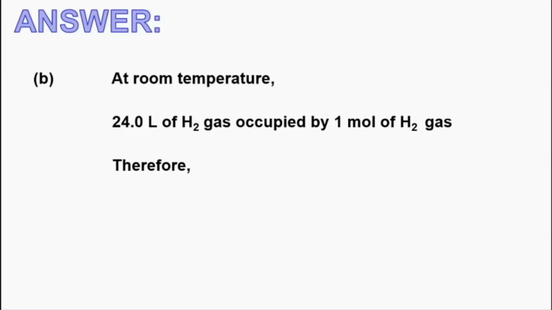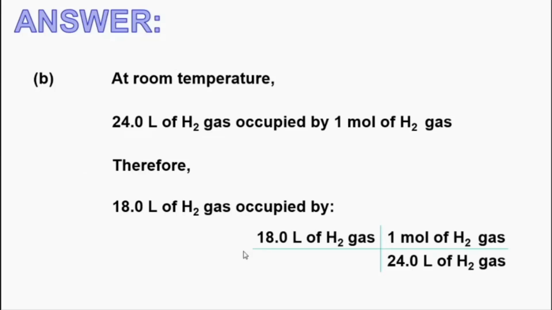So therefore, if we have only 18 liters of hydrogen gas, this is how we calculate. 18 liters of hydrogen gas times 1 mole of hydrogen gas divided by 24 liters of hydrogen gas. The liters of hydrogen gas cancel. So we are going to get 0.75 moles of hydrogen gas. This is the mole of hydrogen gas produced or released in the reaction.